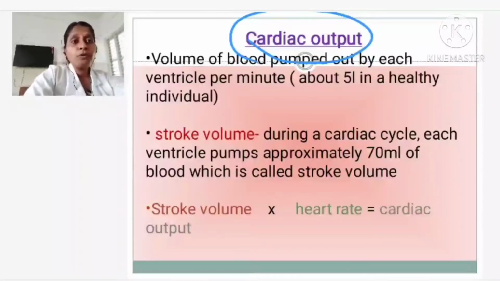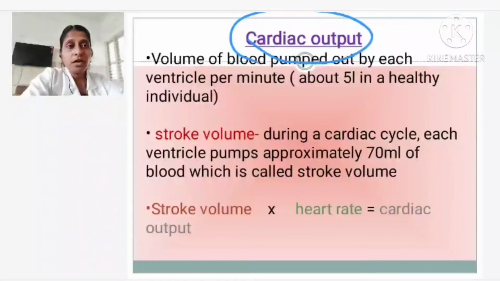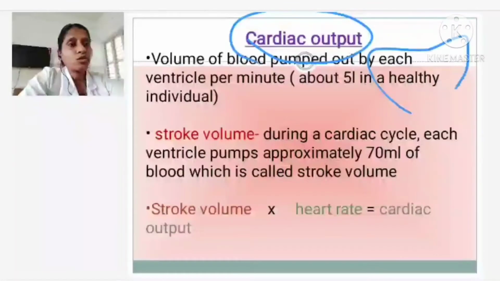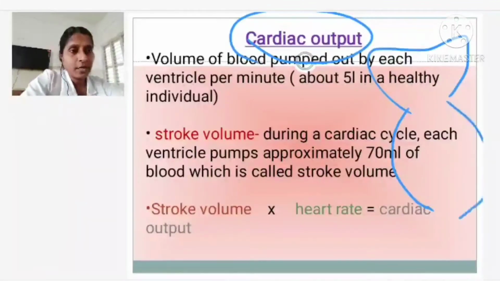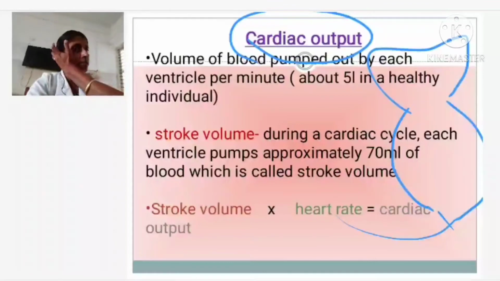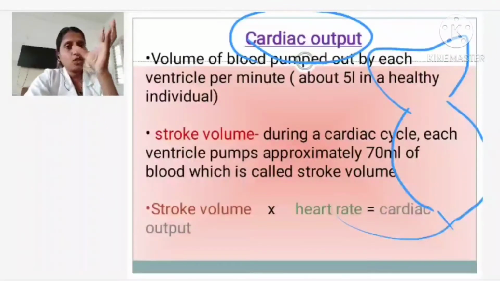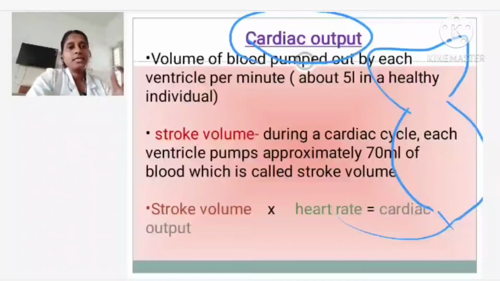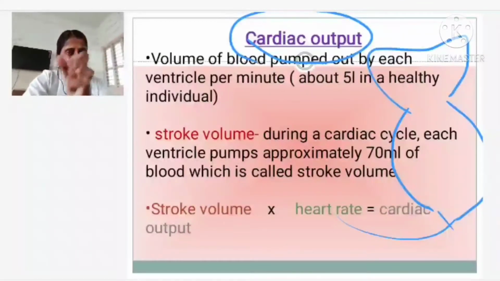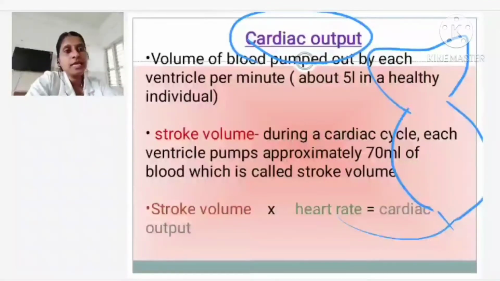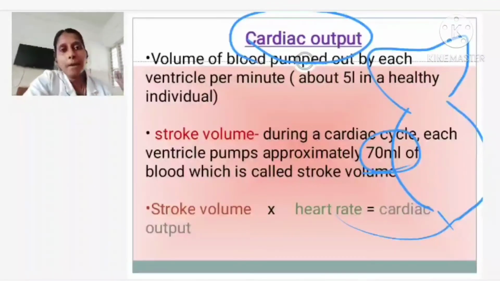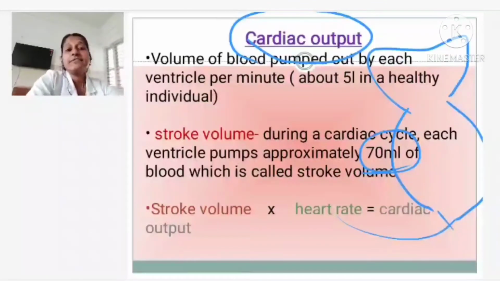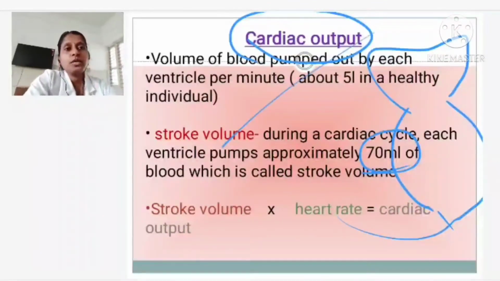Listen, volume of blood pumped out by each ventricle per minute. Okay, so when the auricle is contracting, the blood is pumped to the ventricle. When the ventricle is contracting, the blood is pumped to different parts of the body and to the lungs, isn't it? So when the ventricle is contracting, how much amount of blood is passing? It has been seen that for one contraction of the ventricles, 70 ml of the blood is being pumped out. Okay, how much is pumped out? 70 ml. That one during a cardiac cycle.